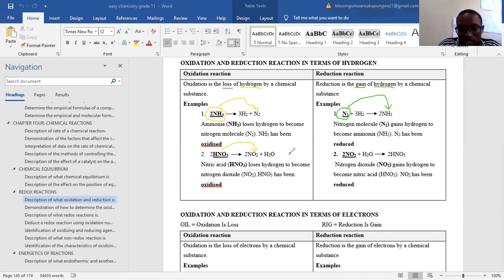The reverse of the other reaction is combining nitrogen dioxide and water to produce nitric acid. This is known as the Ostwald process, the process that we use to prepare nitric acid. At a certain point, nitrogen dioxide is added to water. Sometimes dinitrogen tetraoxide is added to water, and then we produce nitrous acid and those compounds. Our interest here is just what is known as oxidation and what is known as reduction. So in terms of hydrogen, oxidation is a loss. I hope that is very clear.